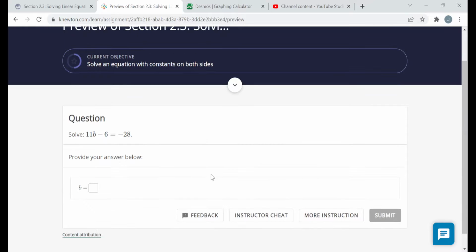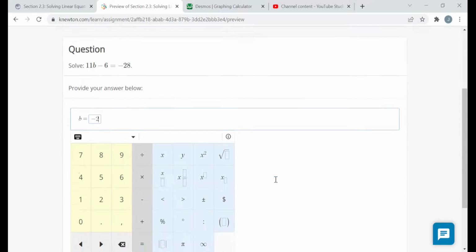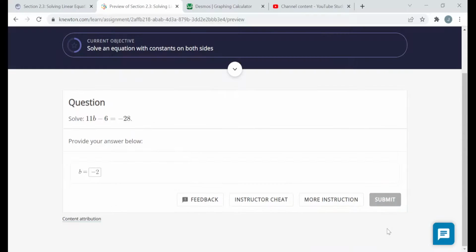All right, so I've done a couple of these already. This is short. Just add 6. You'd have 11b equals negative 22, and then divide by 11. Negative 22 divided by 11 would be negative 2. B would be negative 2 here, and you can check that on your own.